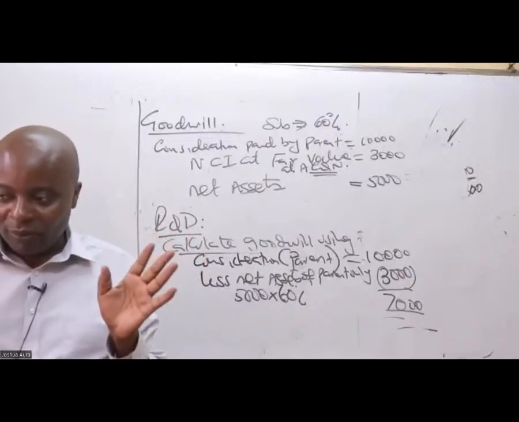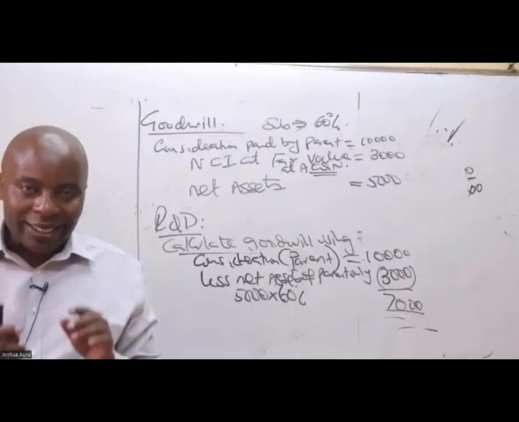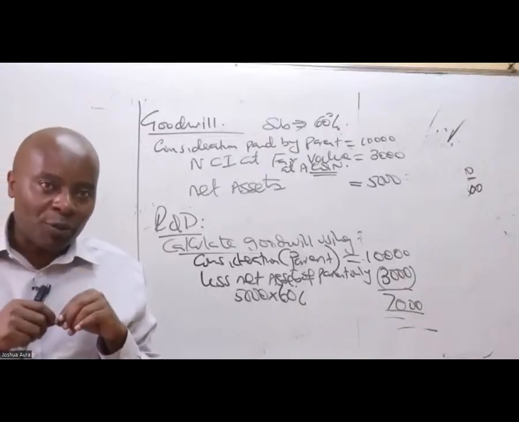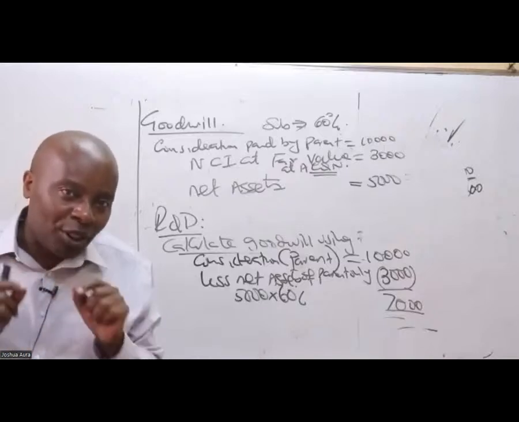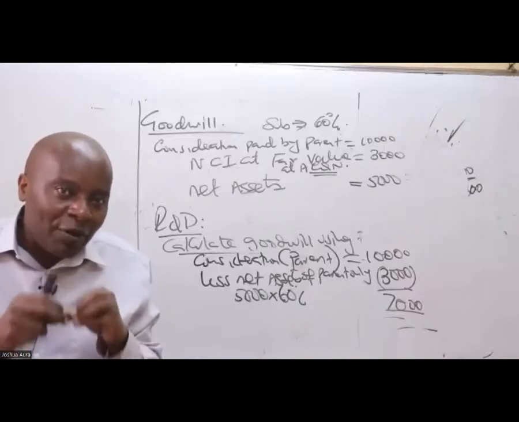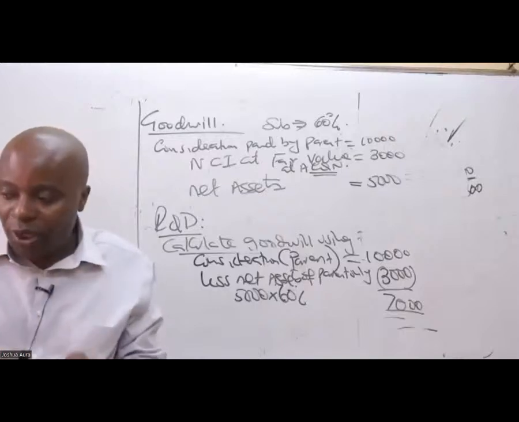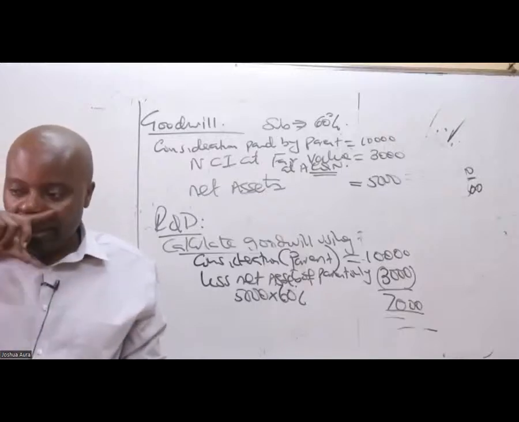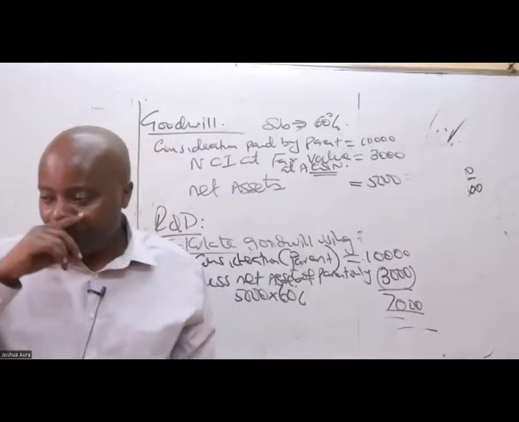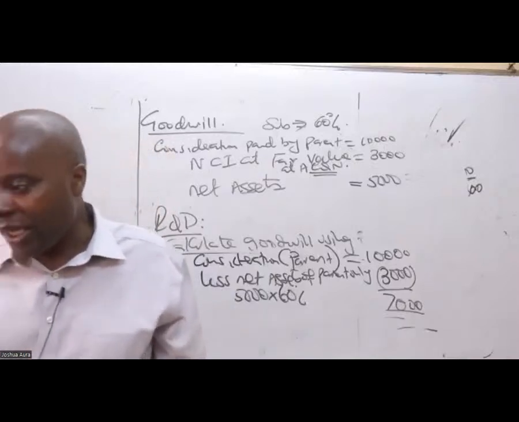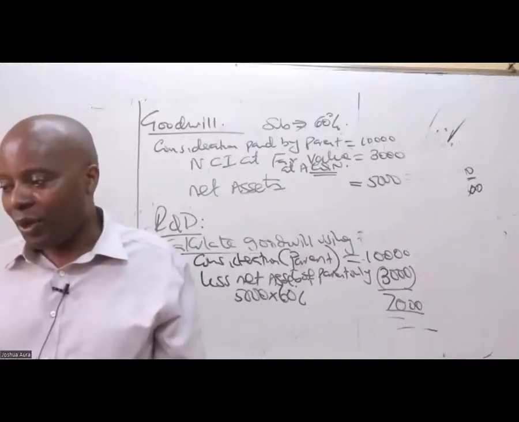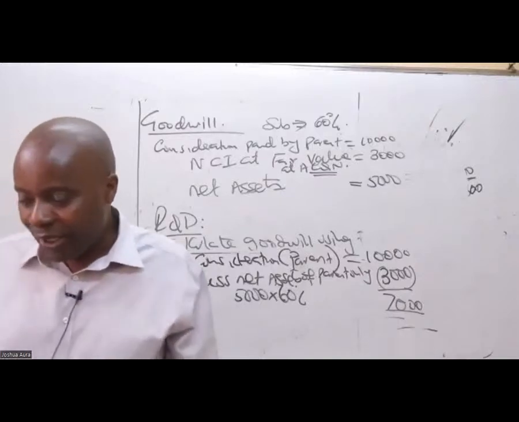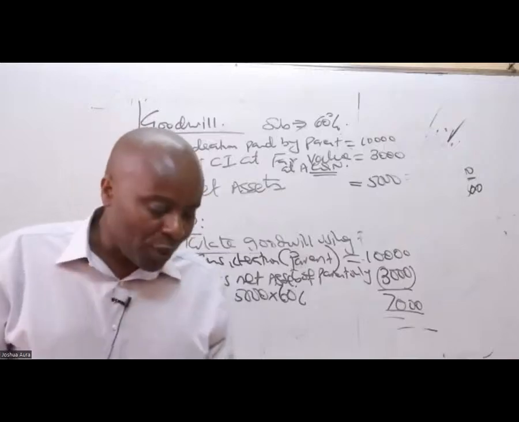Is it clear now that when I go to an exam and I get a question where the examiner tells me to use the partial method, or where he does not give me NCI fair value at acquisition, then I will always use what we call the partial method? Are we okay up to here now? Great. So then we come back to our question.